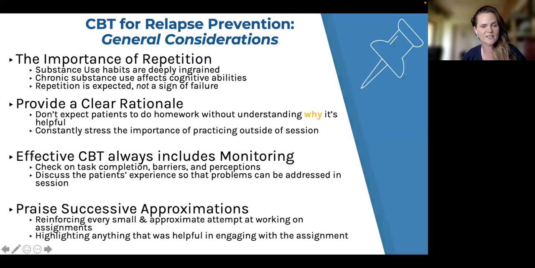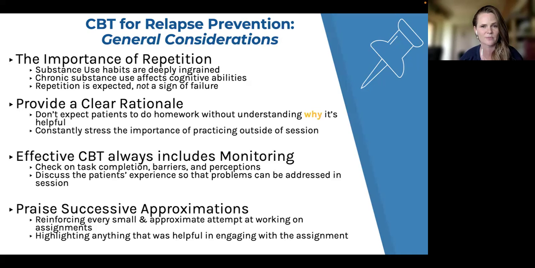So some general considerations in practice for CBTRP. First of all is the importance of repetition. That's not only because prolonged substance use is likely to cause cognitive deficits, that's a significant consideration, but also just the nature of substance use, if it's chronic, is that it's deeply ingrained. It's really carved a deep channel in the brain. So it takes a lot of time and effort and repetition itself to carve a new pathway.